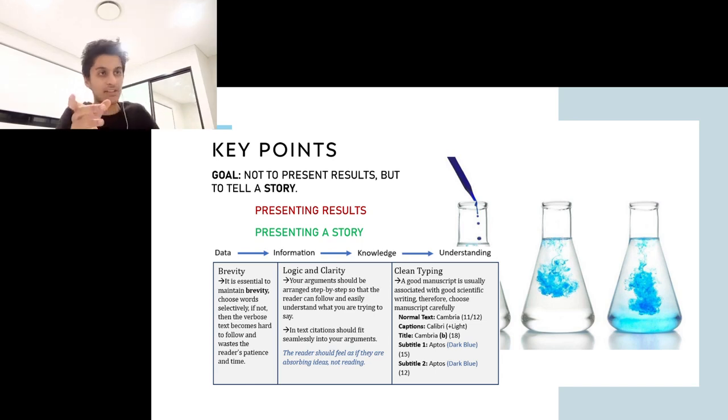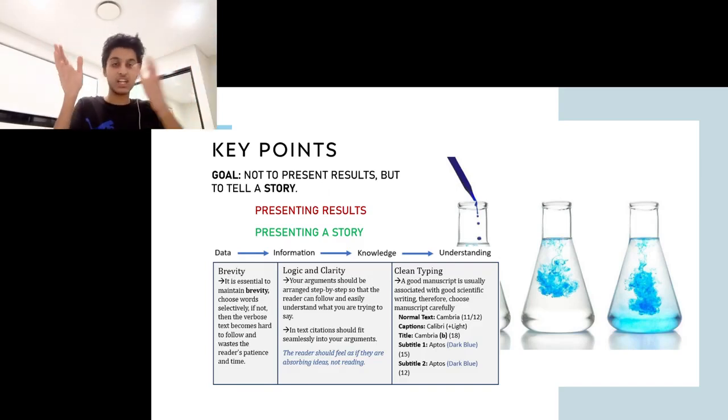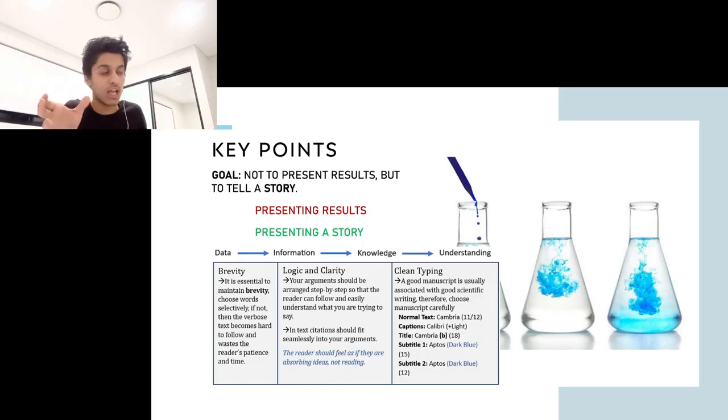Okay, logic and clarity. Your arguments, so your points, should be arranged step by step so that the reader can easily follow and understand what you are trying to say. And this comes from planning. You want to plan it so that everything is in proper order. The reader should feel as if they're absorbing ideas, not reading. When you read a good book and you get so absorbed into it that you're just flipping pages, you're not even paying attention that, oh, I had a target of reading 5 pages. No, you're just reading. And that's exactly what you want to do here.